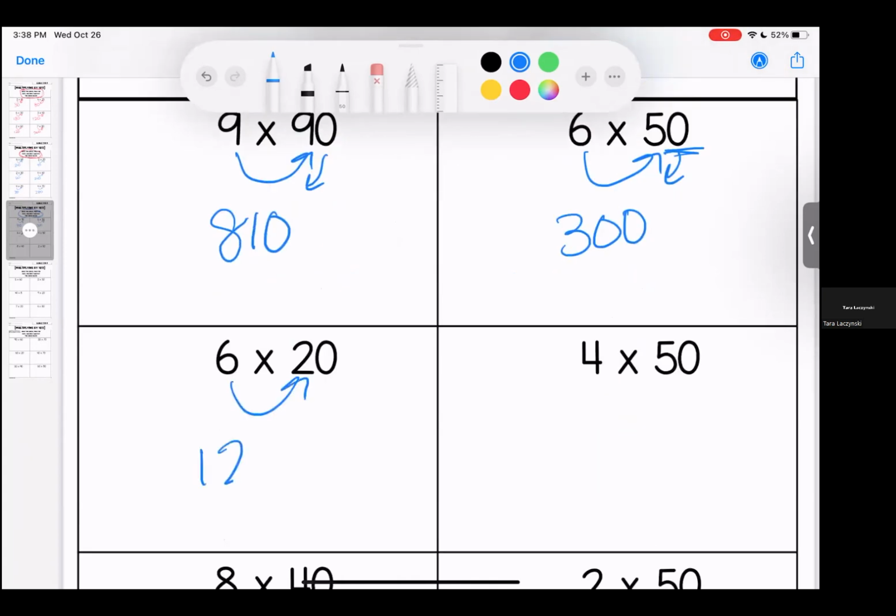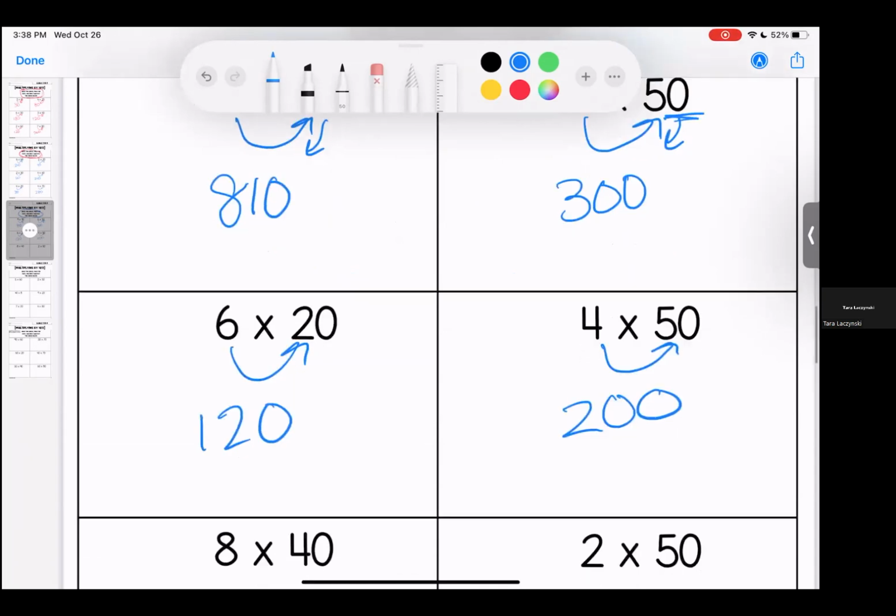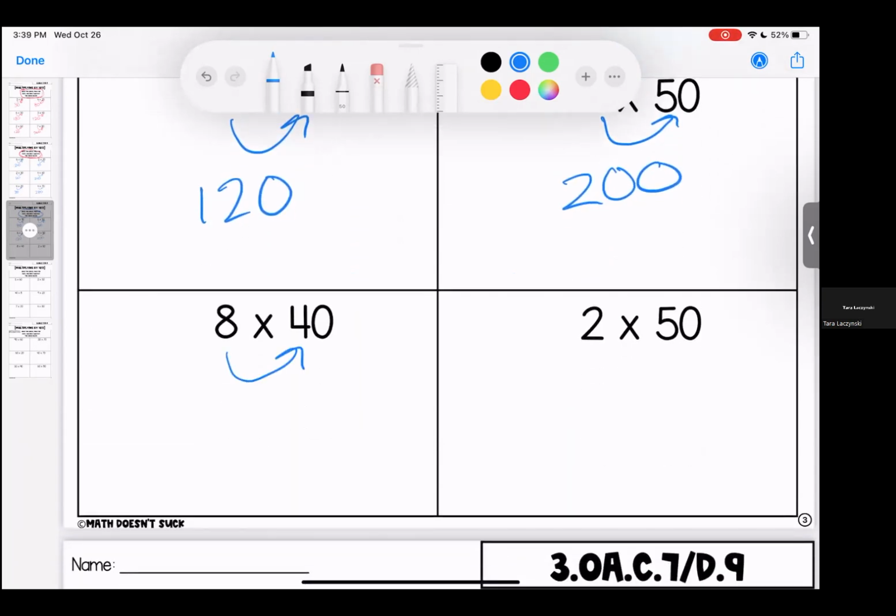6 times 2 is 12. We have a zero. 6 times 20 is 120. 4 times 5 is 20. We have a zero. So 4 times 50 is 200. 8 times 4. Remember, if you're stuck with your 4s, multiplying by 4 is a double. So 8 times 2 is 16. If we double that, we get 32. We have a zero. 8 times 40 is 320.